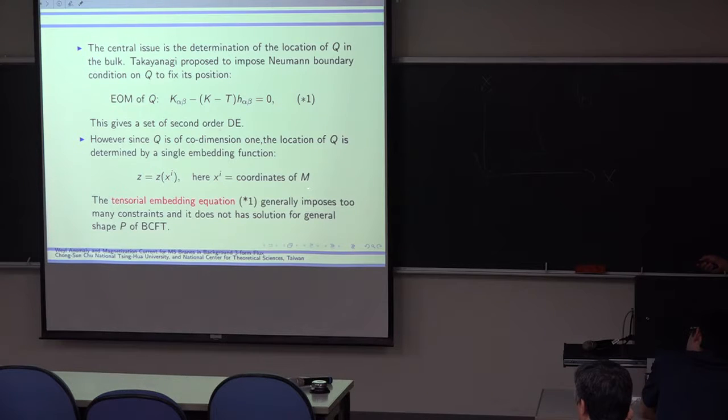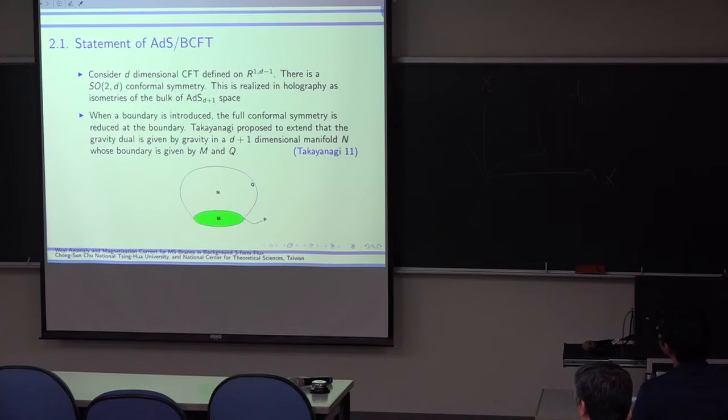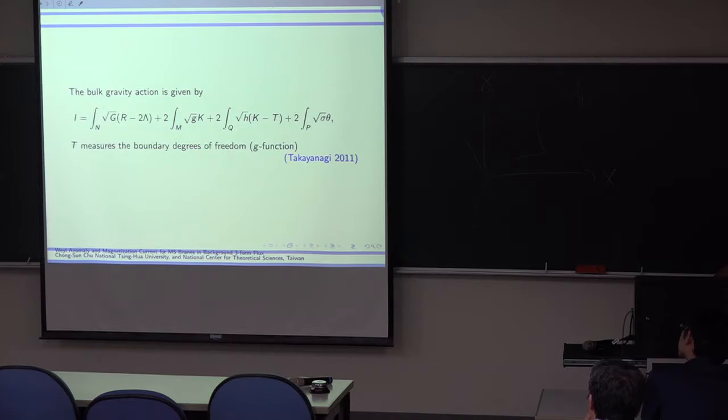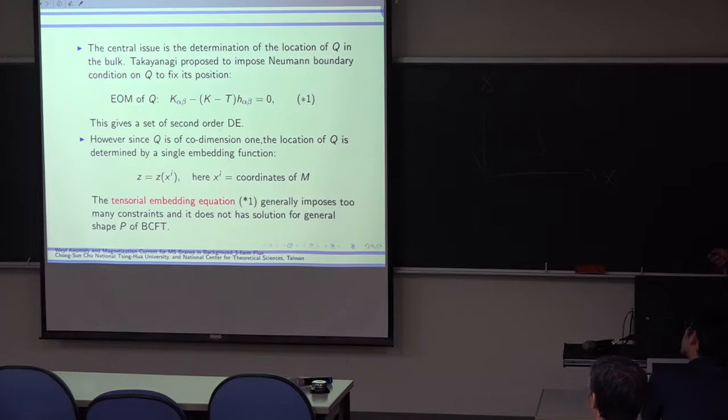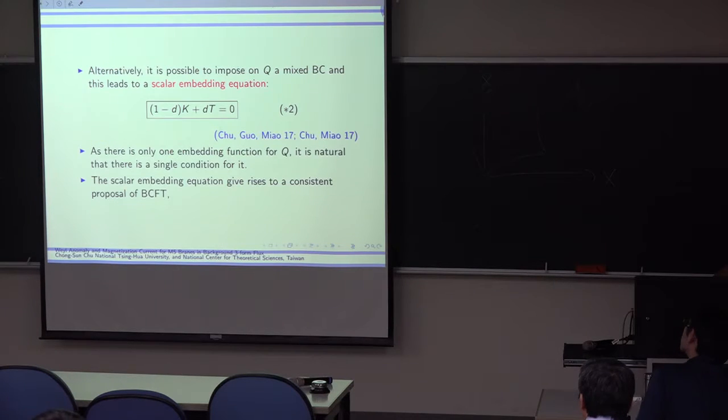Xi is a coordinate of M. So it's like you want to know this surface is like a camp over your ground. You just need to know the height of this camp at each one of the ground. Just one function here. But in general, this embedding equation contains too many equations. It's a tensor set of equations, an Einstein equation. So there's no solution in general, except a very simple case.